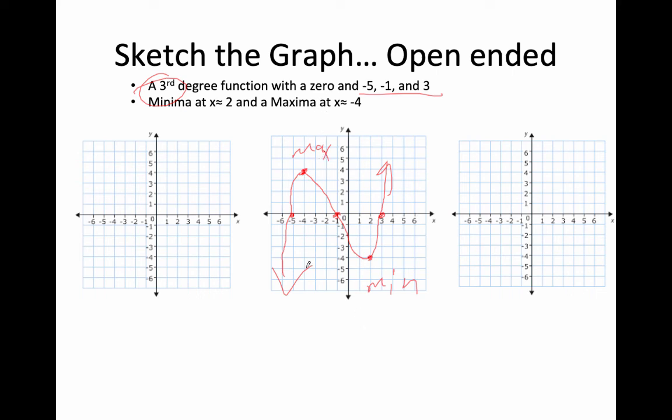Does yours have to look like this? Nope. I could have -5, -1, +3, a maximum right here, a minimum right here, and I could have this lovely little sucker, and that meets the criteria as well. Or maybe you want to get crazy. I've got my 0 here, 0 here, 0 here, maximum at -4, minimum at 2, and I go, whoa, look at that guy. That's terrible. Okay, but hopefully you get the picture.